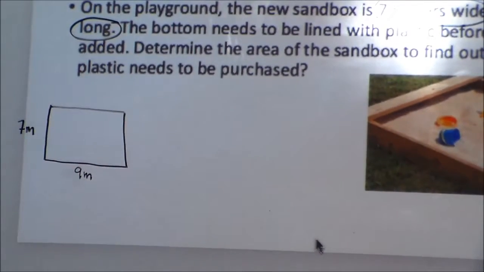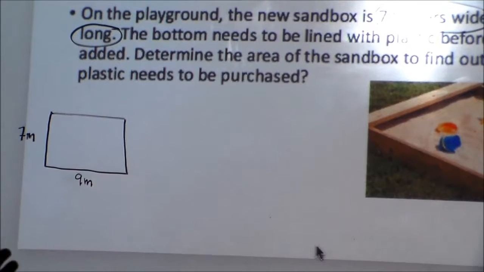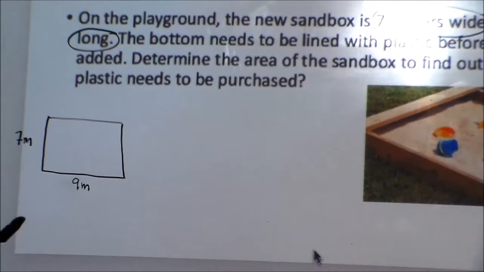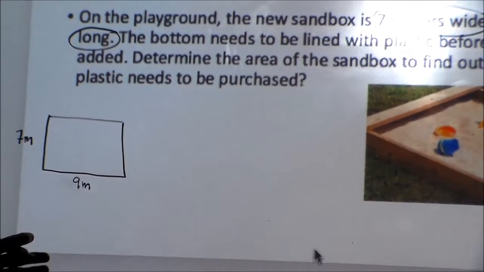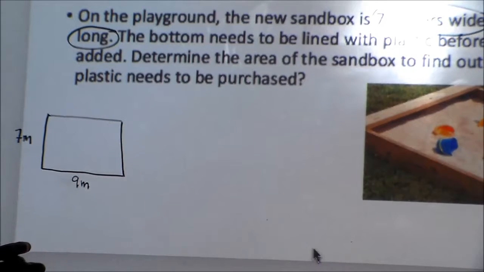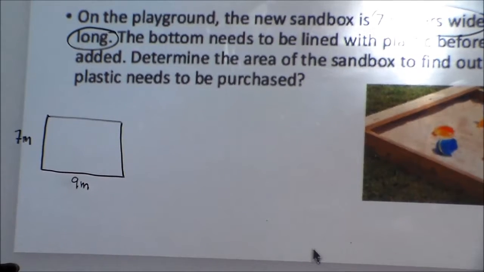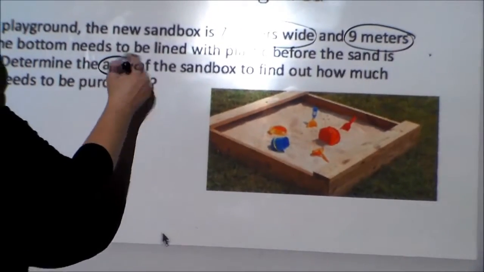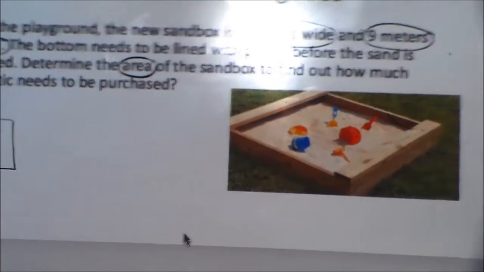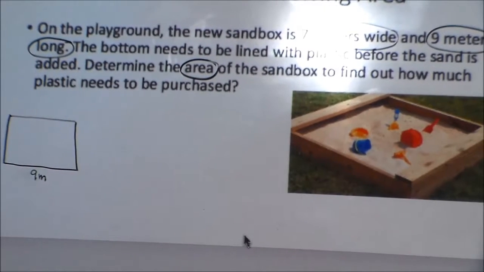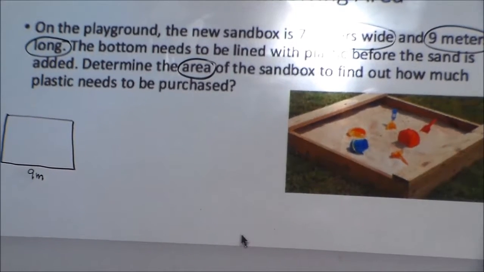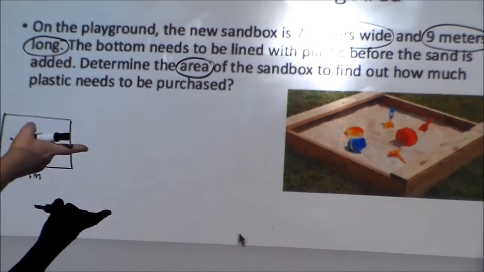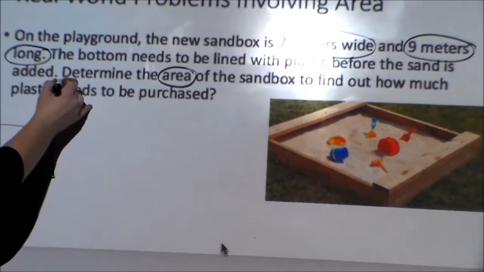All right, now what are they asking me? The bottom needs to be lined with plastic. You've got to put a piece of plastic on the bottom before the sand is added. Determine, oh, they told me, determine the area of the sandbox to find out how much plastic is needed. This one's not a question. Usually there's a question at the end. So I'm going to underline this as if it were.